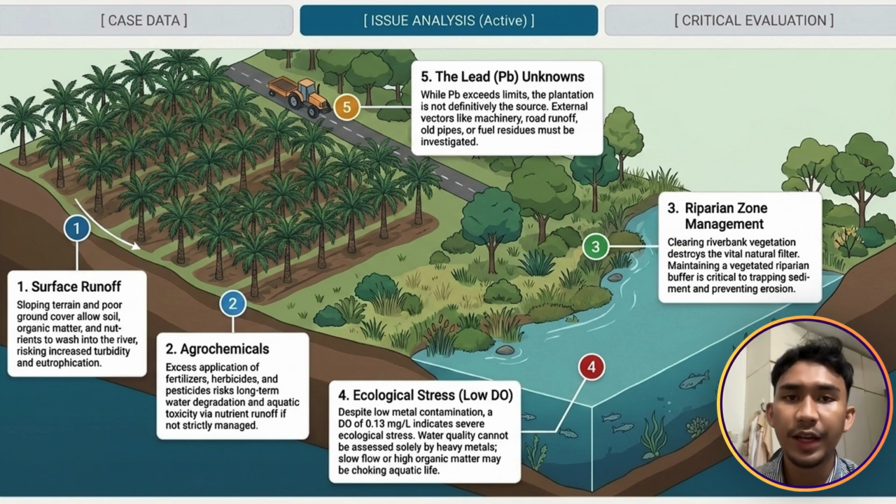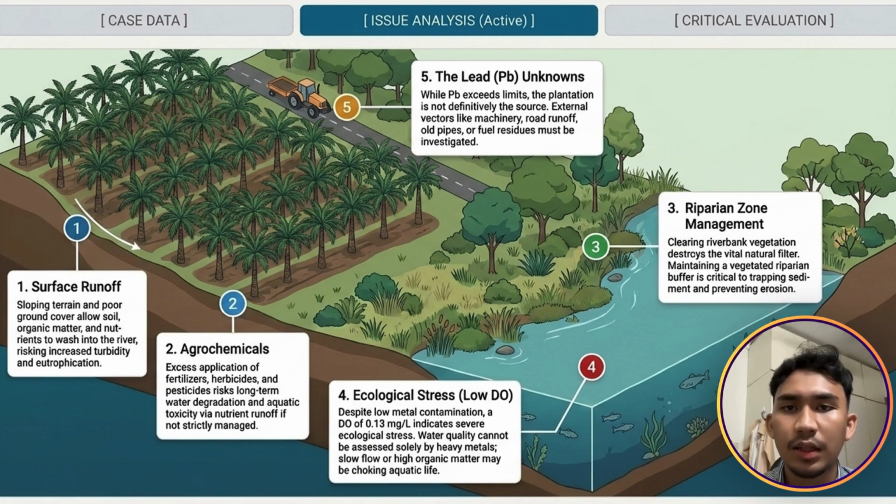Another important finding is the very low dissolved oxygen concentration. This suggests that organic matter decomposition is consuming oxygen within the water, creating stressful conditions for aquatic organisms.